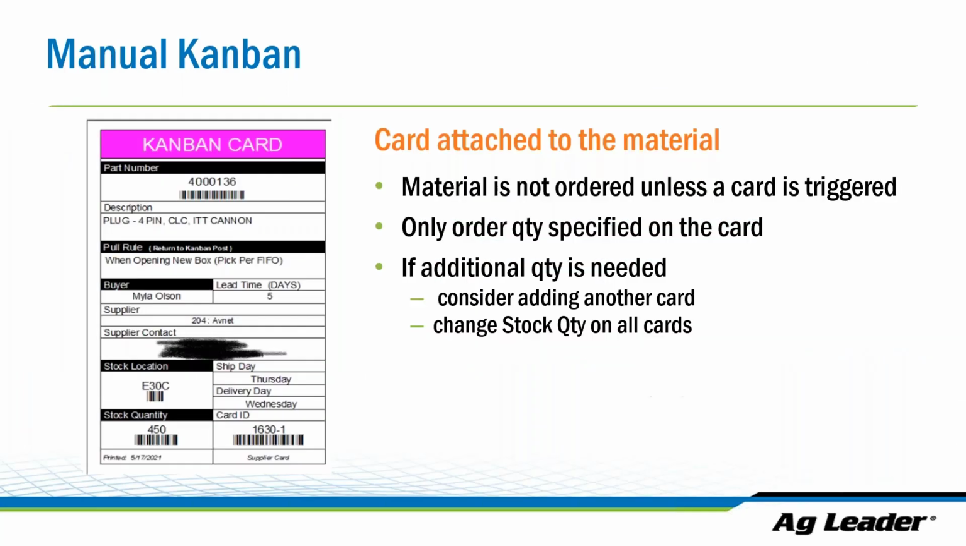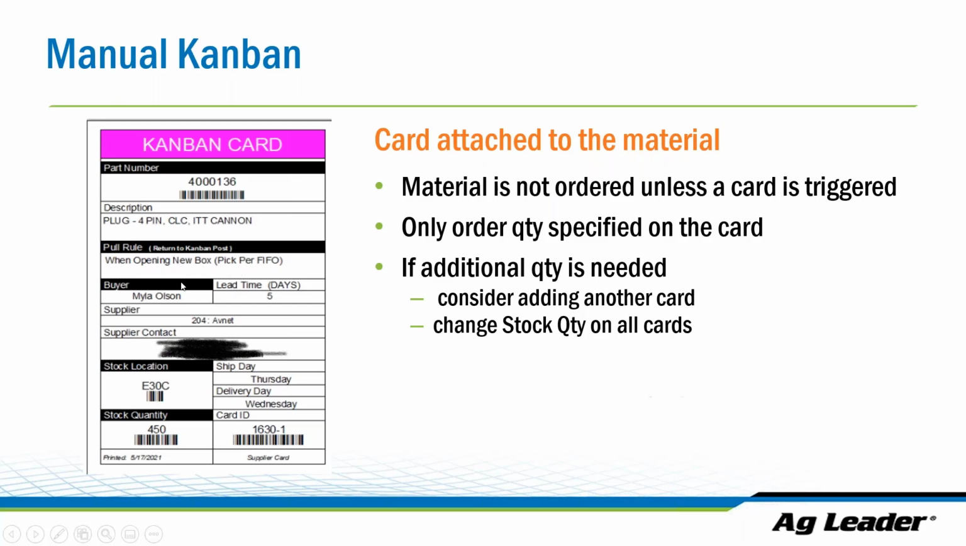So I'm going to show you just how we do a manual Kanban. This is a Kanban card that we've created for one of our purchase parts. I'll go through the process of how the manual Kanban works, but the card will contain a part number and the description. A big thing is, what is your pull rule? What are you going to need to do when you're opening a new box? How do you do it?